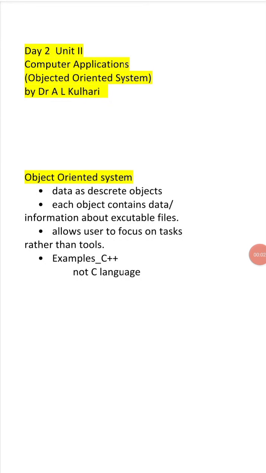Dear students, today we shall study about object-oriented system. This is from your syllabus unit 2nd.